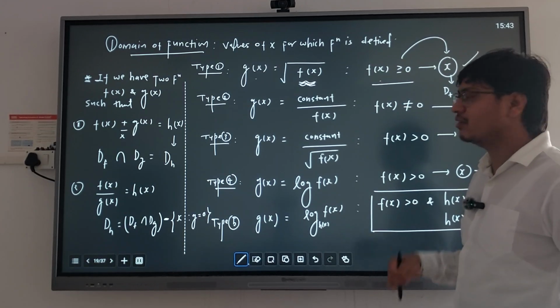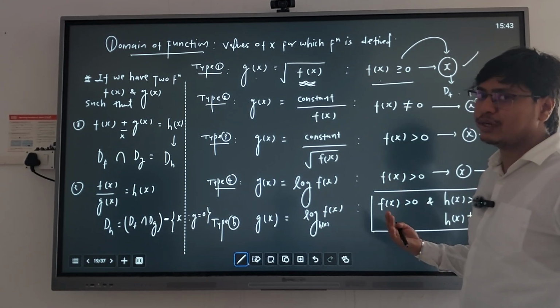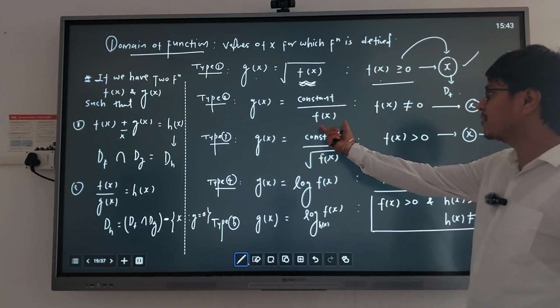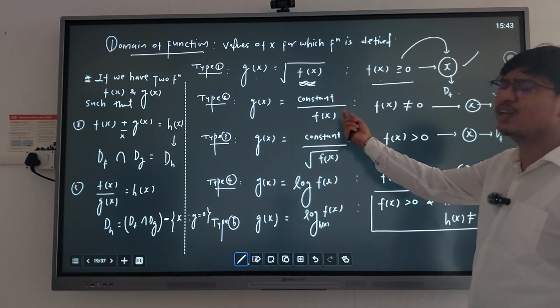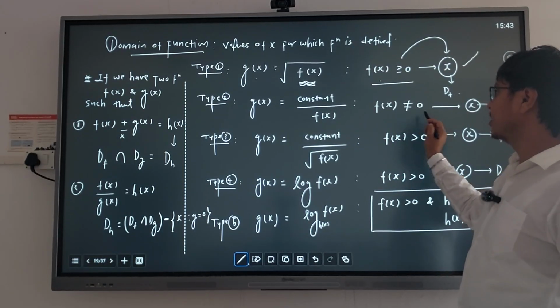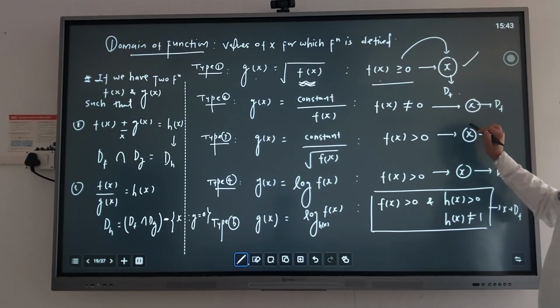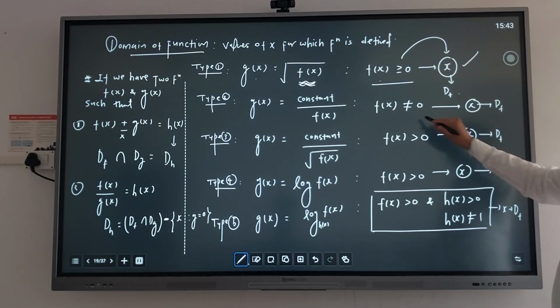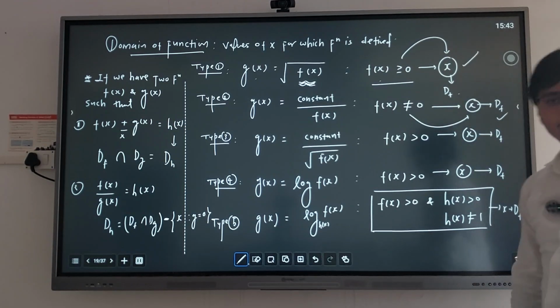In rational numbers we learn that a rational number comes in the form p upon q, and q can never be equal to 0. That's why f(x) can never be equal to 0. So whenever we get a rational function, we apply the denominator condition, that it can never be equal to 0, and after applying this condition we find the values of x, and these values of x are called the domain of the function.